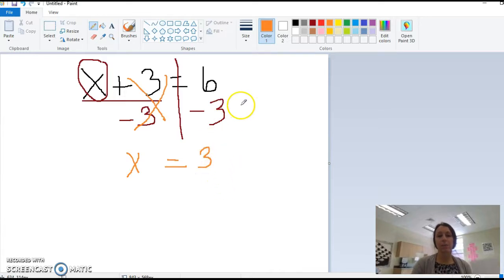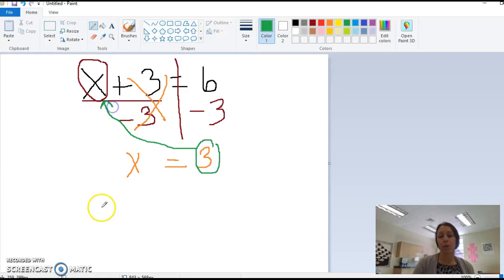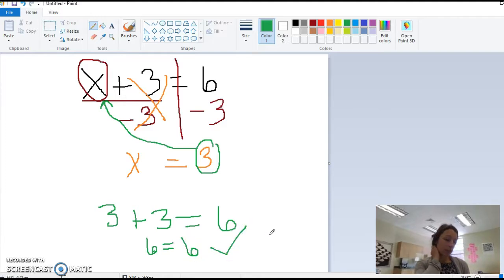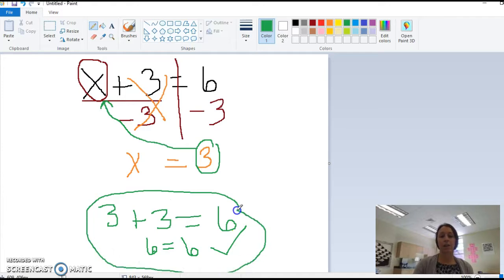Now we can check this, and the way that we check it is what we did with order of operations, where we take 3, we take our answer, and we plug it in up where we see an x. So we say, all right, well, 3 plus 3 equals 6. 3 plus 3, yep, 6 does equal 6, so we know that we got it right. So this is what it should look like on the check side of your notes.